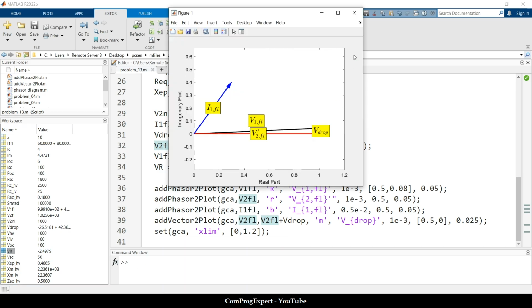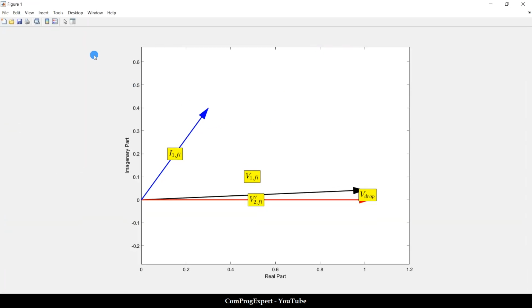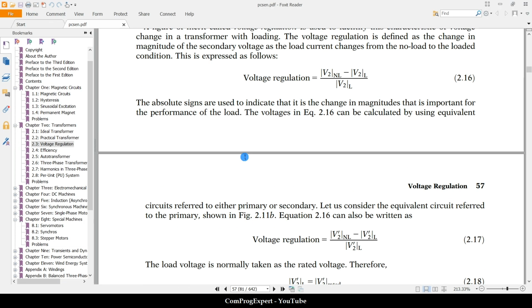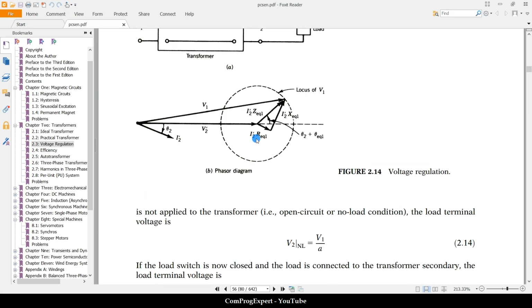This is the vector diagram. Here you can see the value of I1 for the full load case. This is V2 prime for the full load. This is V1 for the full load, and this is the value of the voltage drop. So in this case, the load is capacitive. You can compare this vector diagram with this one, where the load is inductive.